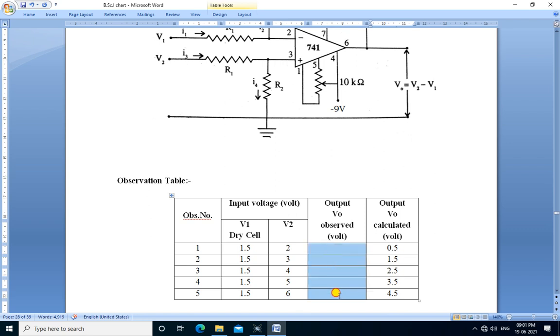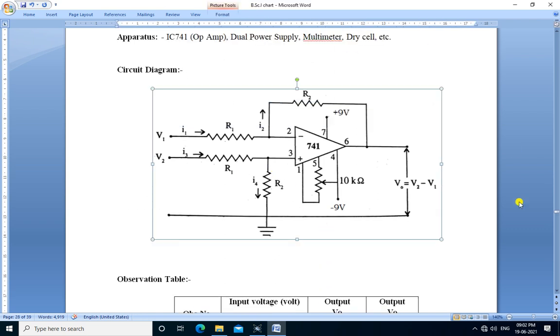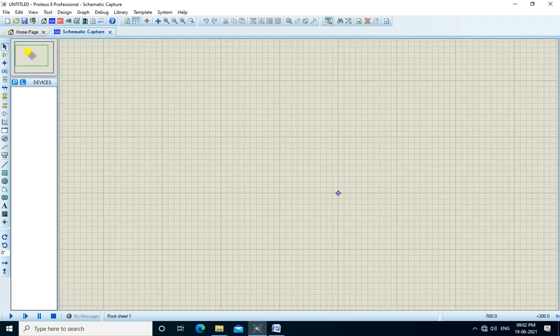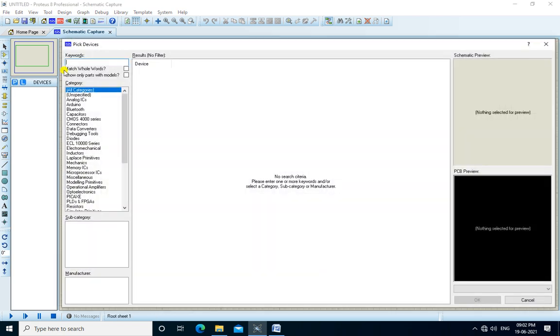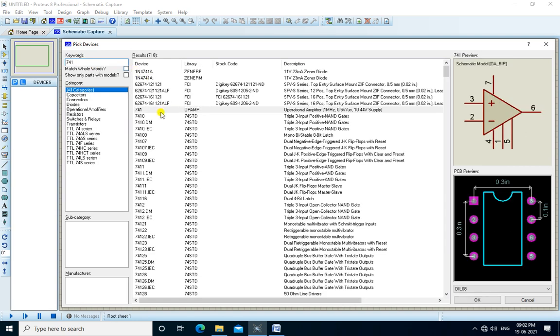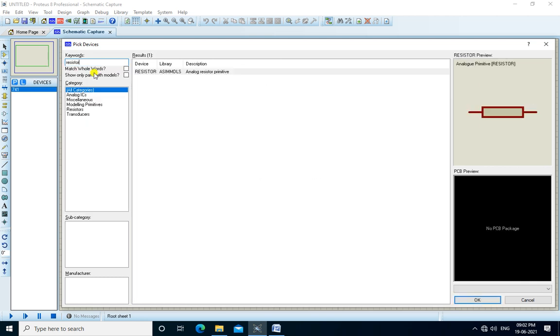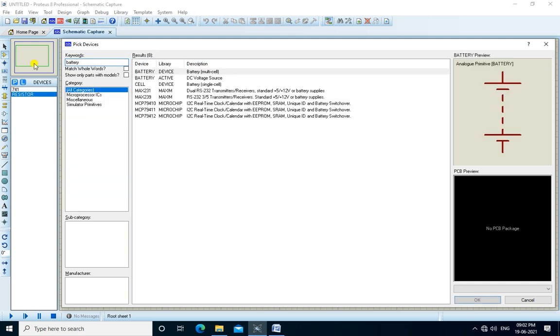To read the observed output, we build this circuit in Proteus simulation software. We pick the components from here. We search the components through the keyword IC741. It is shown in our part list or device list. And we need resistors and a battery to apply the inputs.